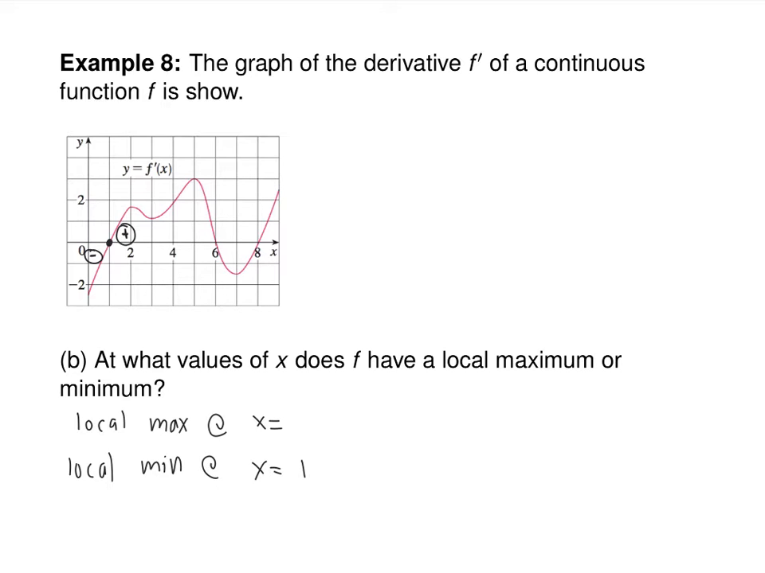Where's the next possible local max or min? 6. And f prime is positive to the left of 6, negative to the right of 6, which makes 6 a max. And at 8, negative to positive, making 8 a min.